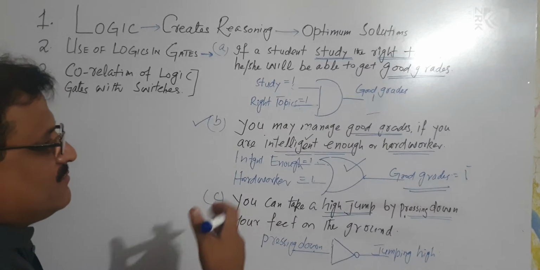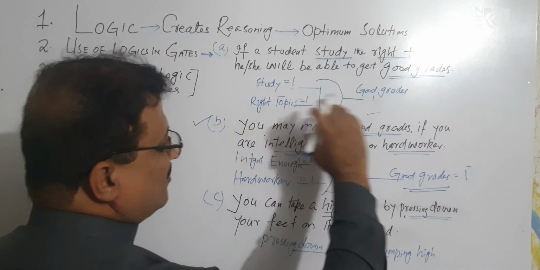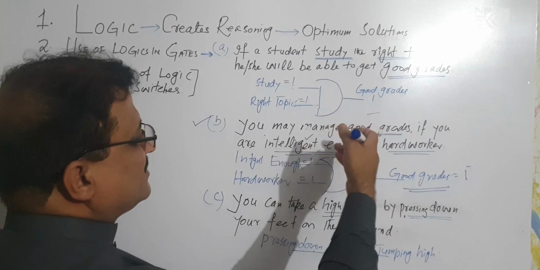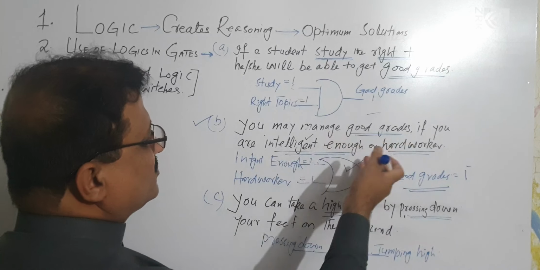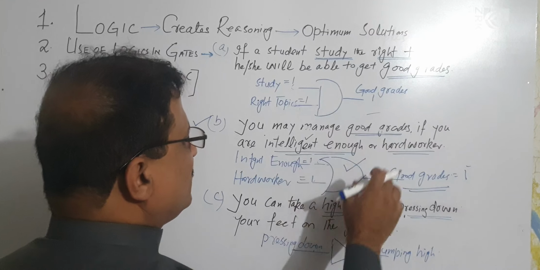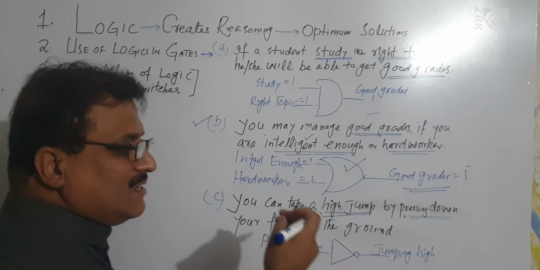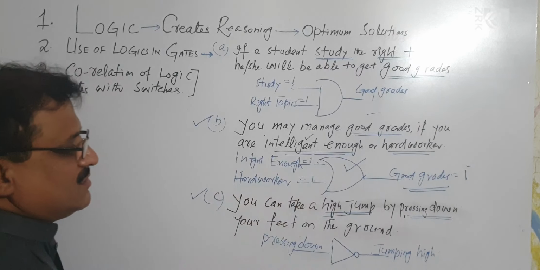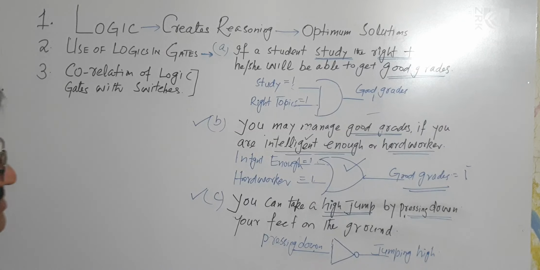So what I am trying to explain is that if you have a logical statement or logical problem like this, the reasonings in it are the inputs, and the optimum solution is the output of that reasoning. So we can implement that by using logic gates as well. Now let me give you the third example, for the third basic logic gate, and that is the NOT gate.